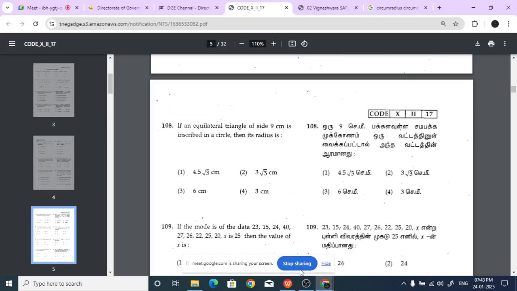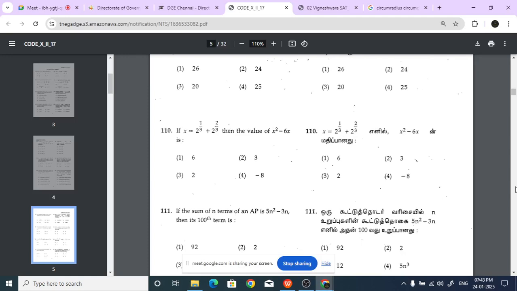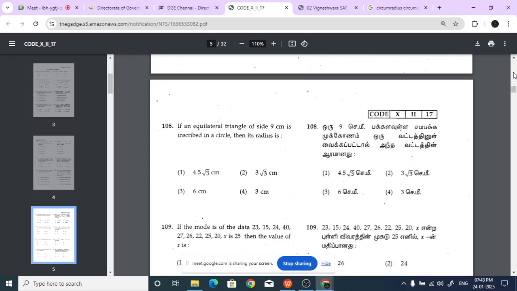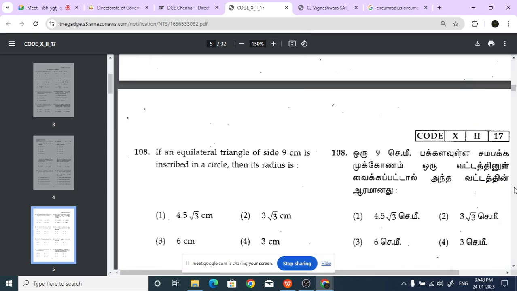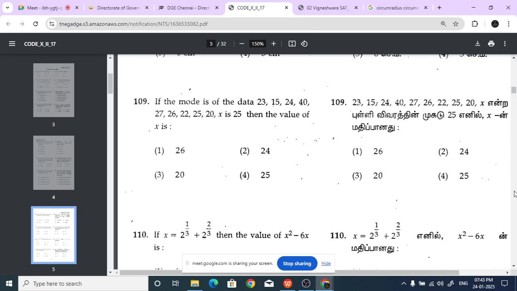9 by root 3 is equal to 3 root 3. Okay. Go to question number 109. 1 minute. 109 and 110 you can do. And then we will discuss. 109 you can do, then we will discuss. Just take 1 minute and do the 109.